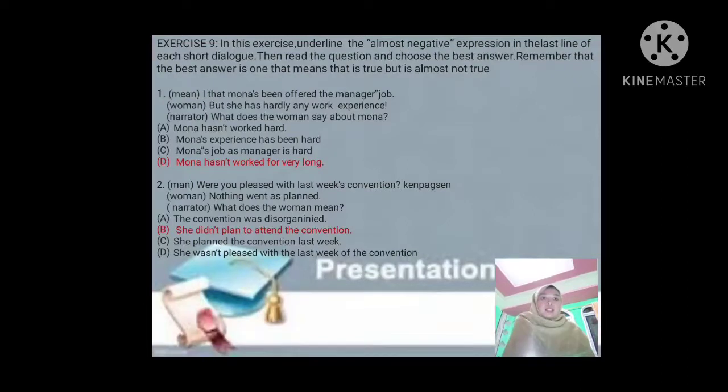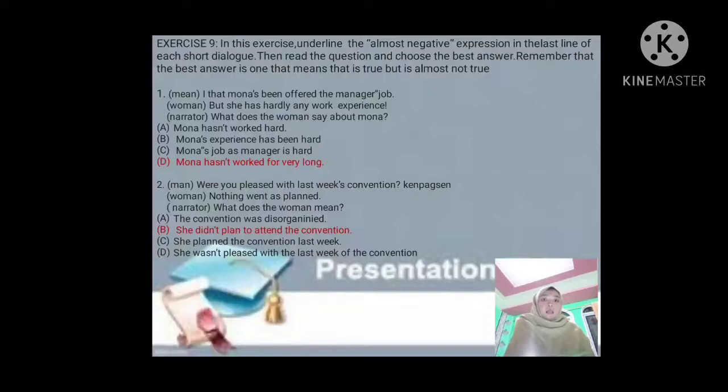Exercise 9. In this exercise, underline the almost negative expression in the first line of each short dialogue. Then, read the question and choose the best answer. Remember that the best answer is one that is true but is almost not true.